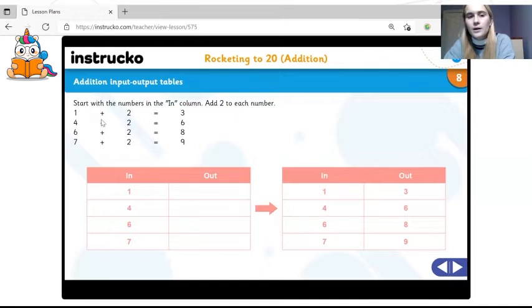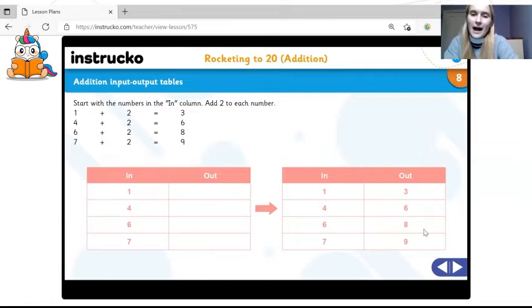Okay, so 1 plus 2 is 3. So in our out column, we have the number 3. Okay, and then we have next number 4. So 4 plus 2 equals 6. So we have 6 in our out column. Then we have our next number in our in column. So we have number 6. Okay, so 6 plus 2 equals 8. So we have 8 in our out column.